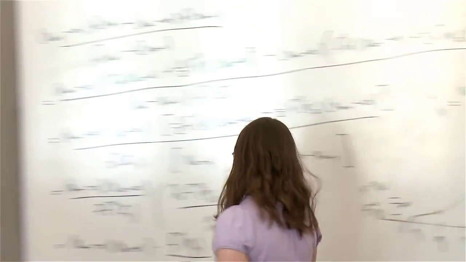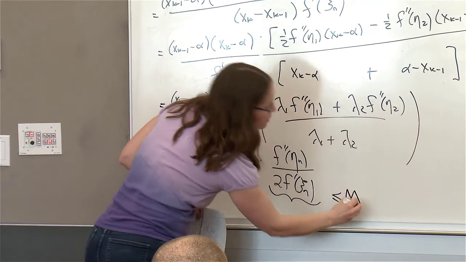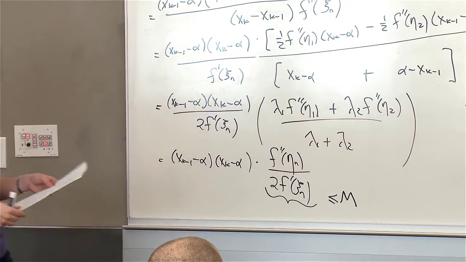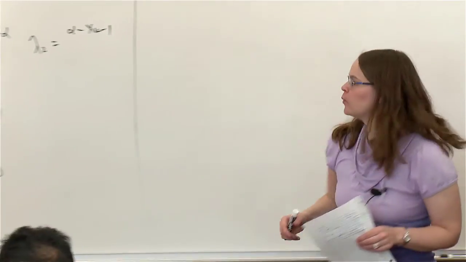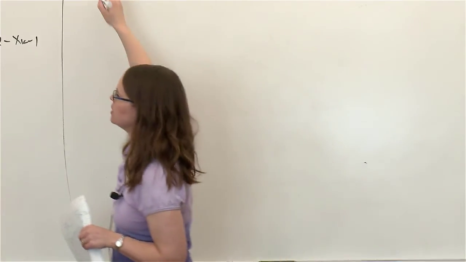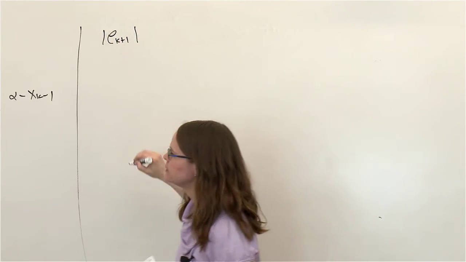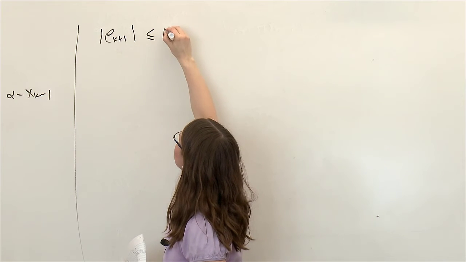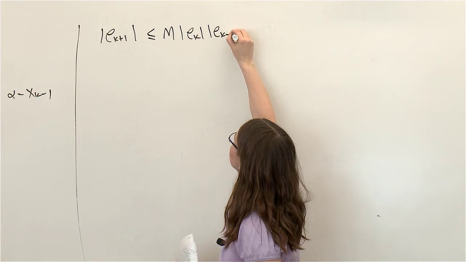But again, let's take this number here to be bounded by some constant, f is C2. And what do we know? We know now that the error after step k plus 1 is less than m times the error at step k times the error at step k minus 1.